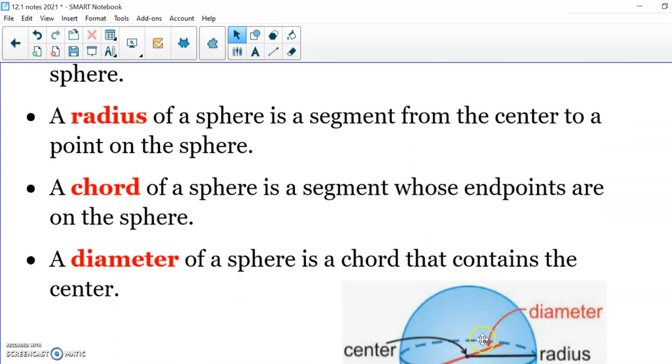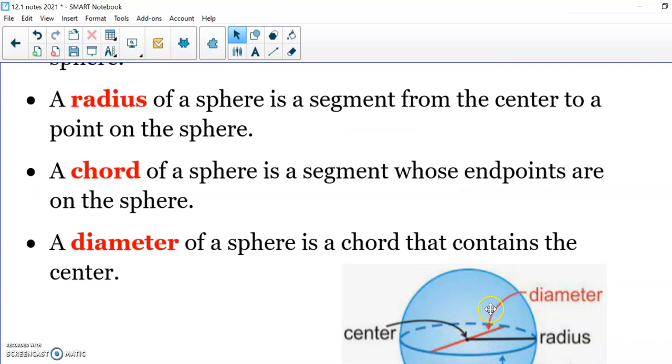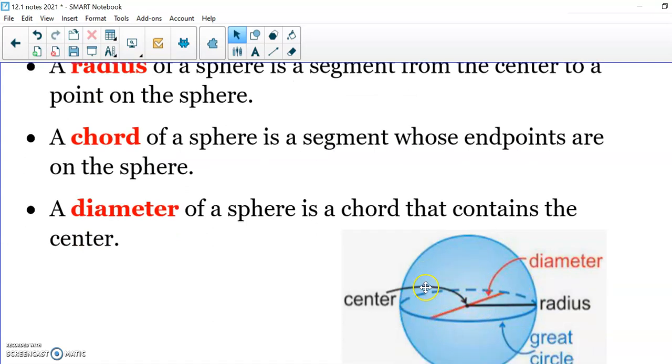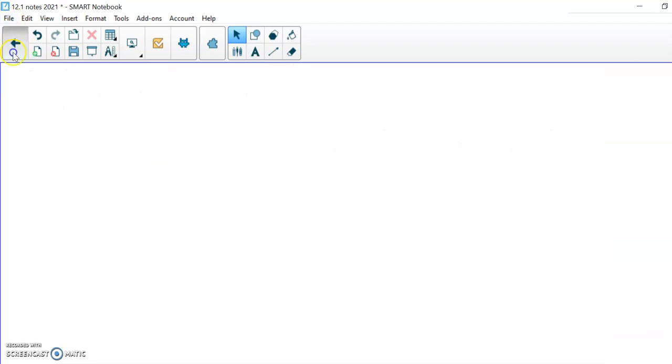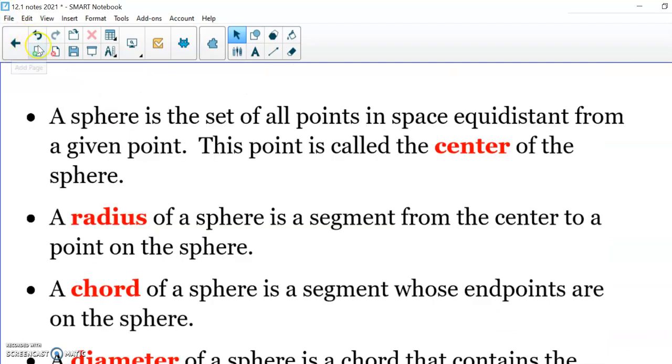It still has its radius, it still has chords, and if that chord goes through the center, then we call it the diameter. Okay? If you slice that orange right through the middle and look at it, that's what we call the great circle. So the great circle is right through the diameter. Okay, that's a quick review of the vocabulary.